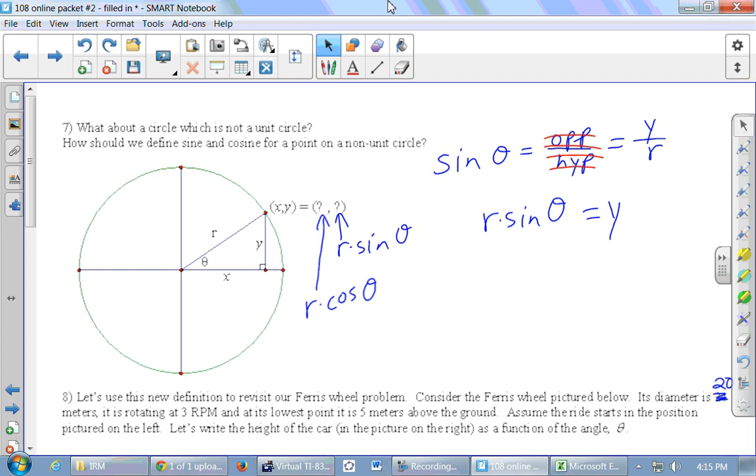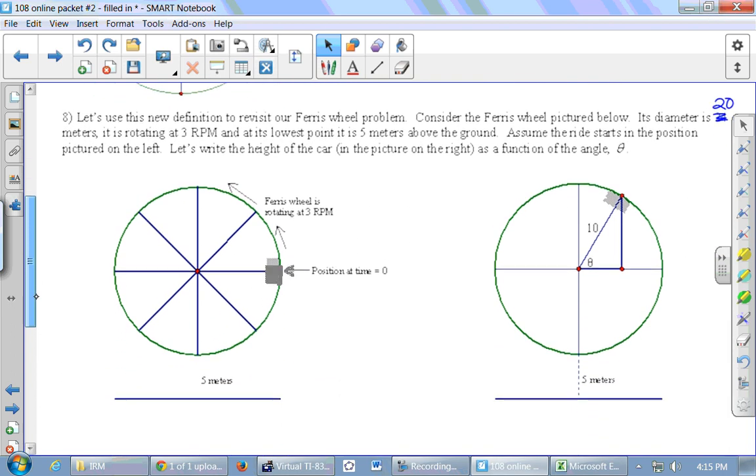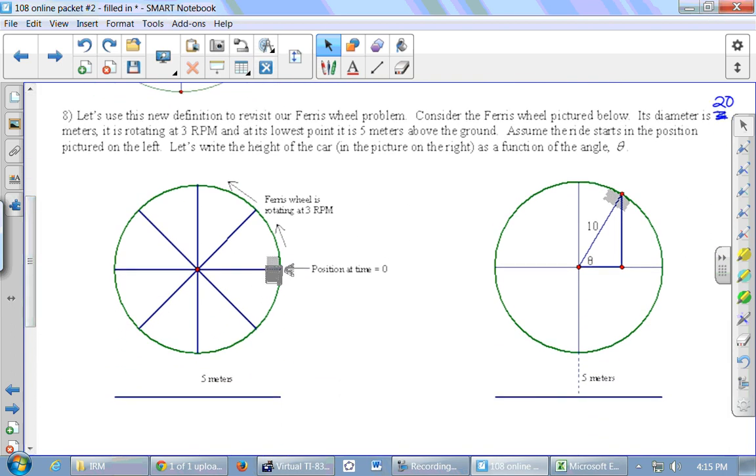8, let's use this new definition to revisit our Ferris wheel problem. Consider the Ferris wheel pictured below. Its diameter is, and here I'm going to make a change, same change I made from the last video. I want that diameter to be 20 instead of 24, so please cross it off on your paper. So the new diameter is 20 meters. It's rotating at 3 revolutions per minute, and at its lowest point, it is 5 meters above the ground. Assume the ride starts in the position pictured on the left. So starting is right here.